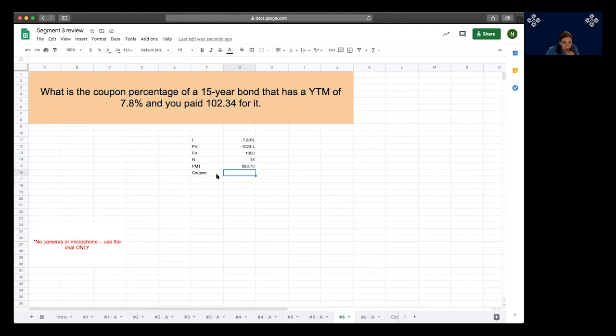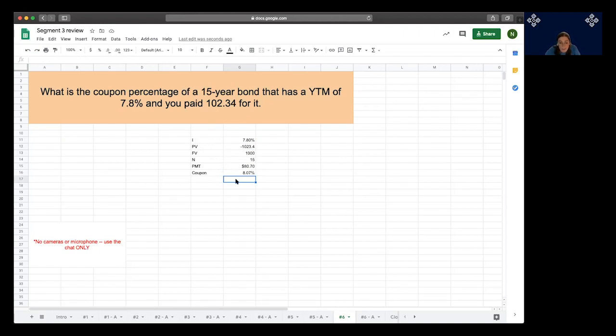Now, as you know, to get a payment, you have to multiply your coupon by 1,000. So we're going to do the opposite. We're going to take our payment and divide it by 1,000, and you have to change it to a percentage. Oh wait, what happened? Oh, this is wrong. It has to be 1,000. Okay, so you should be left with 8.07%.